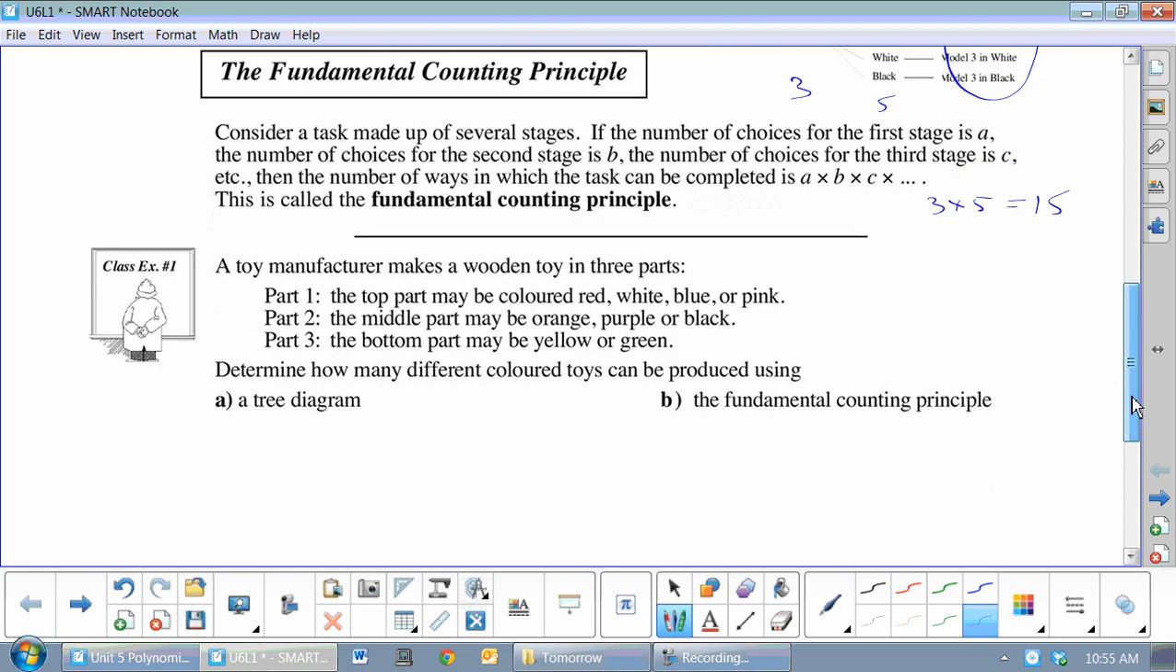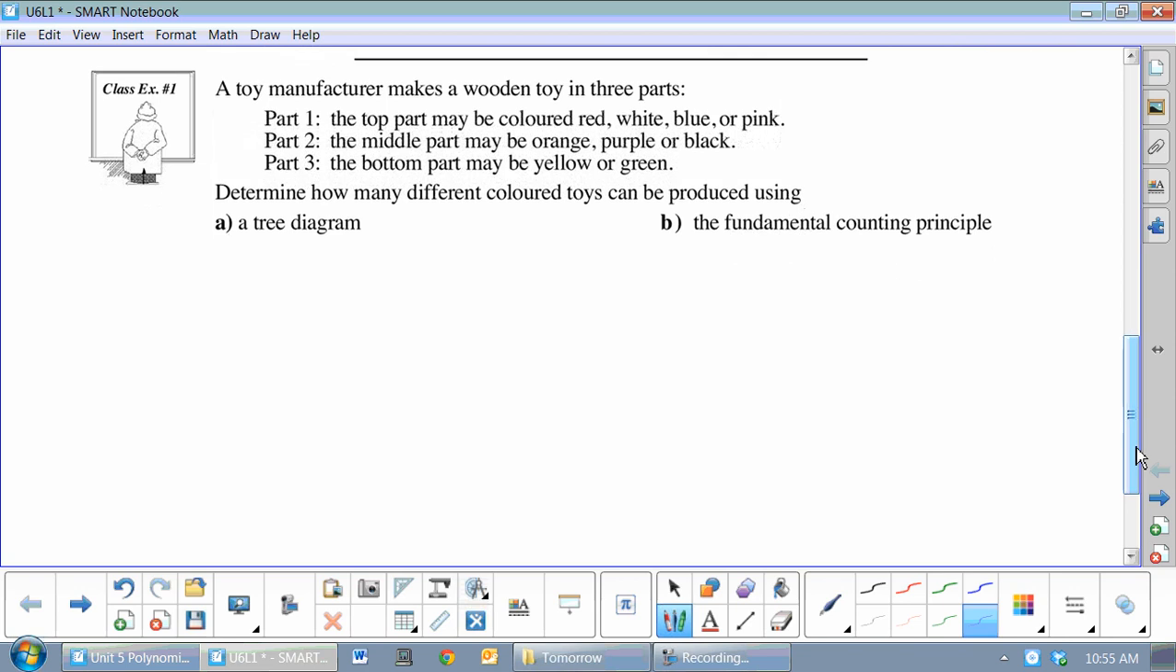Now, we're going to do one of these because a tree diagram could be asked of you on a written response question by me. So here's just a wooden toy, and it's made in 3 parts. You've got a top part, which would be red, white, blue, or pink. Then there's a middle to that wooden toy. You could either have orange, purple, or black. And part 3, the bottom could be yellow or green.